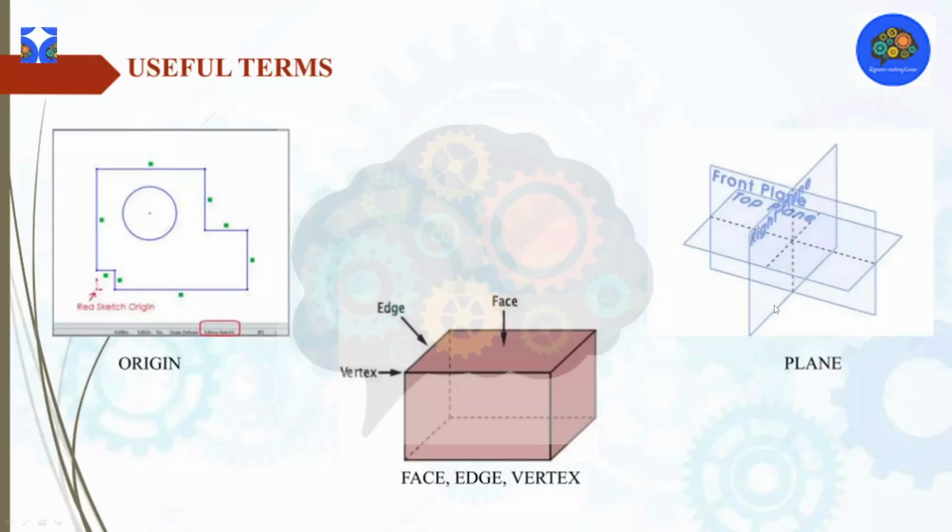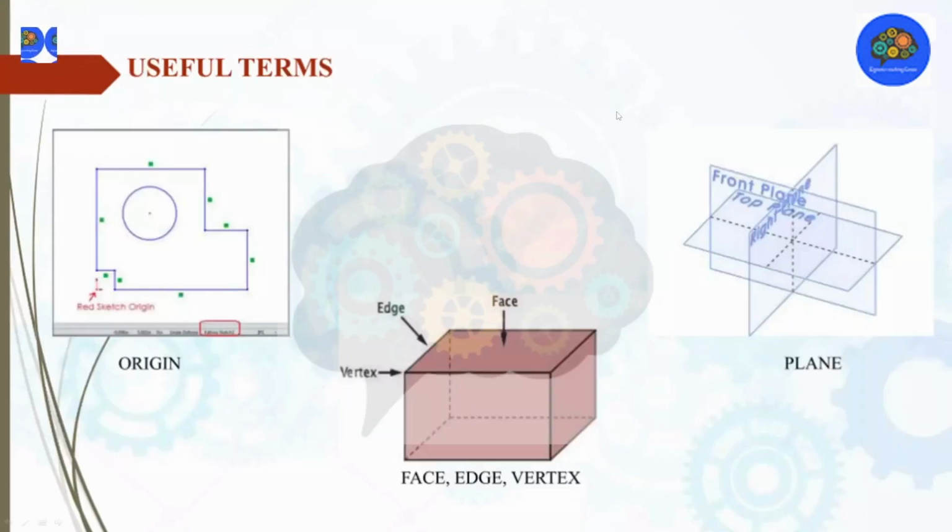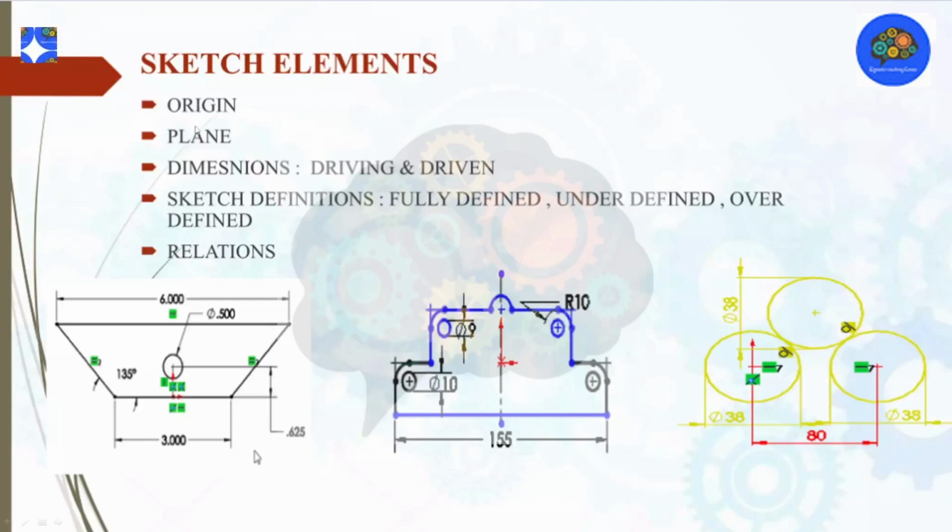And there are three planes. Those are the basic planes, and those planes will be used to draw the drawings, and then based on those drawings we will be converting those 2D drawings into 3D models. Okay. And then there are sketch elements. For making a sketch on a plane, we have to use these types of things. Okay, on the origin we have to know, on the plane, the dimensions of the sketch, which are driving and driven dimensions.